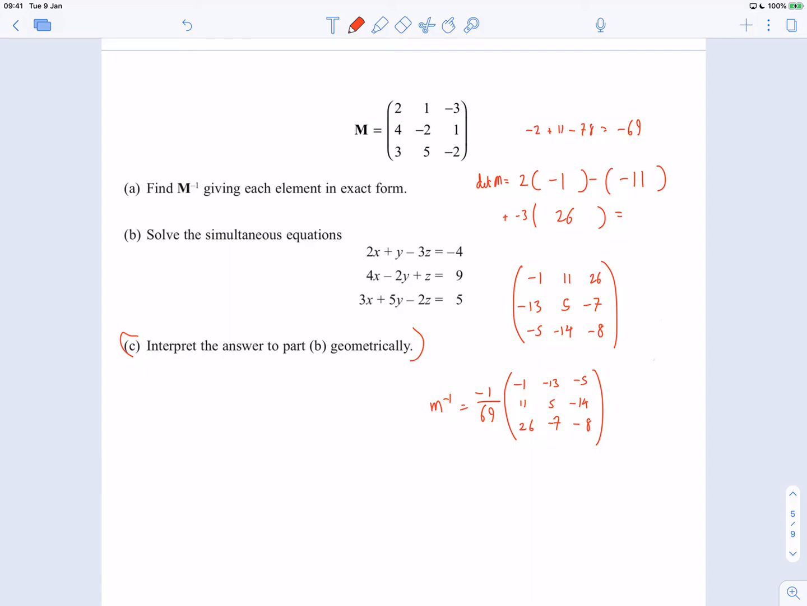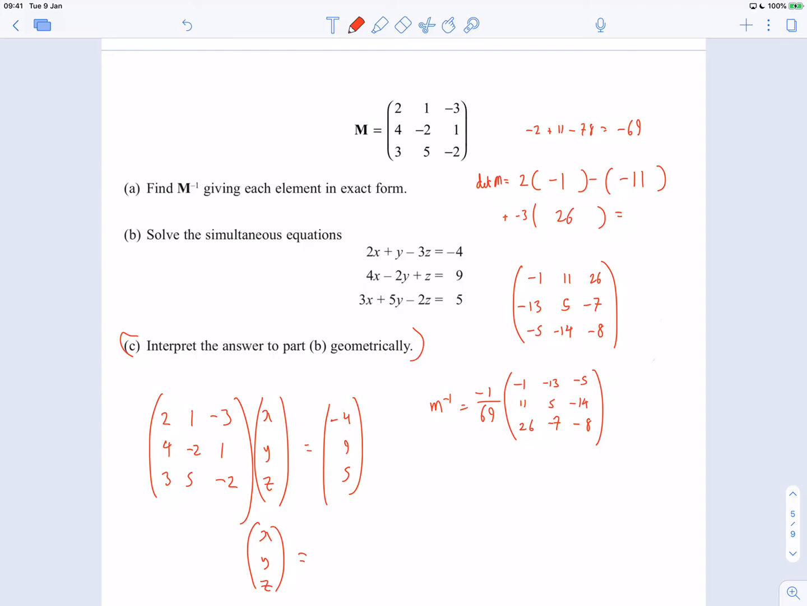So I notice that if I write this in vector form, this is 2, 1, minus 3, 4, minus 2, 1, 3, 5, minus 2, lots of x, y, z, and this equals minus 4, 9, 5. So I know now that actually to get x, y, z, I just multiply by the inverse, which is what I've done, minus 1 over 69, lots of minus 1, minus 13, minus 5, 11, 5, minus 14, 26, minus 7, minus 8.